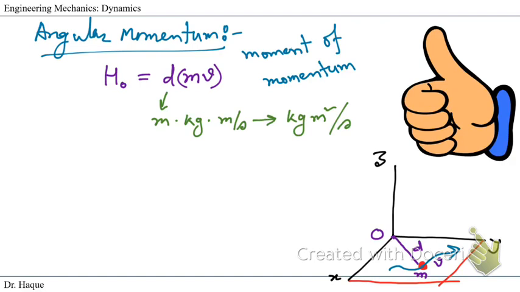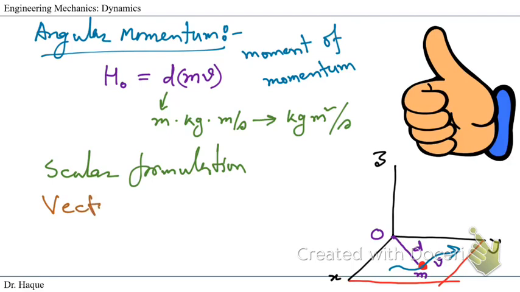Angular momentum can be formulated in two ways. One is the scalar formulation, and we can also formulate the same angular momentum in vector formulation.